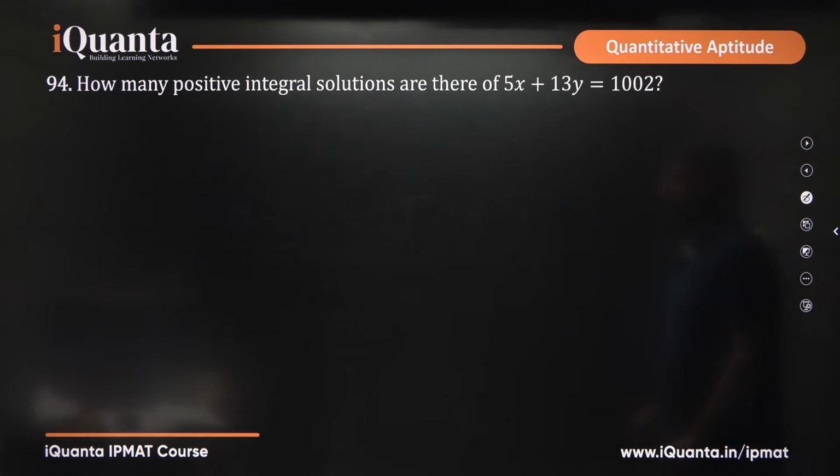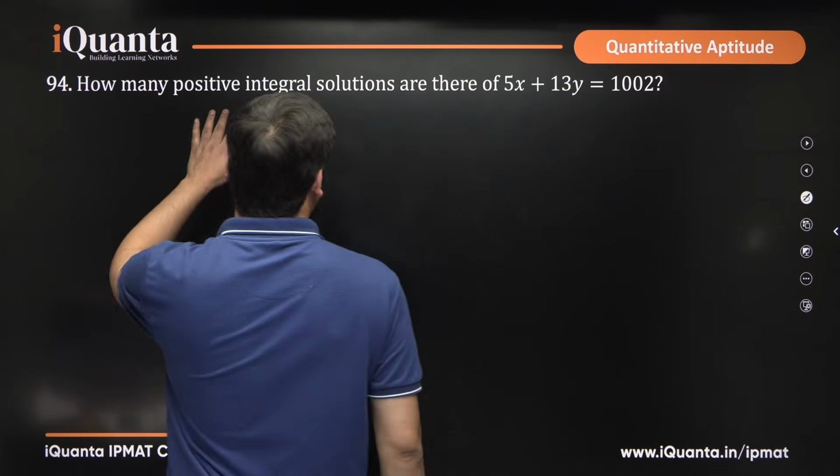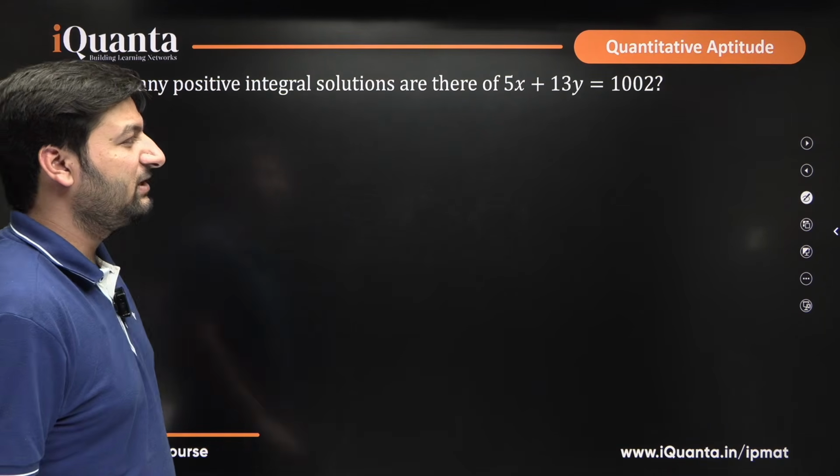Let us apply this on this particular question. How many positive integral solutions are there of 5x plus 13y equal to 1002?